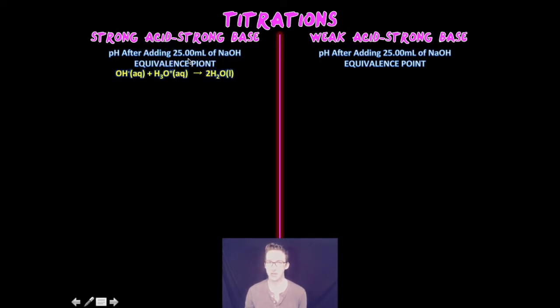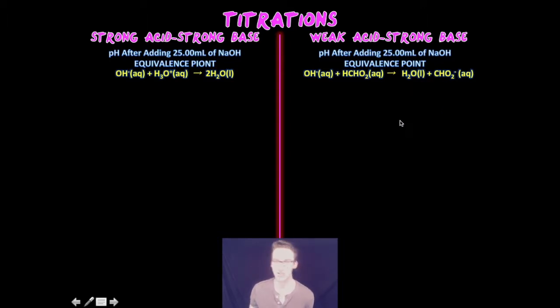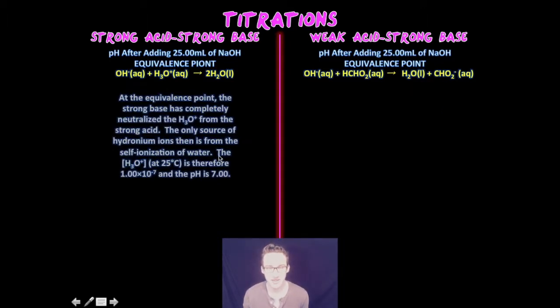Again, recognize that we are reacting our hydroxide ion with the hydronium ion in solution to form water. And in the weak acid, we're reacting our hydroxide ion with that formic acid molecule to form water and its conjugate base. Now, for our strong acid, strong base titration, at the equivalence point, the strong base has completely neutralized all of the hydronium ion from the strong acid. Therefore, the only source of hydronium ions is going to be from the water. That's the only thing present other than the neutral salt that is formed at the equivalence point.